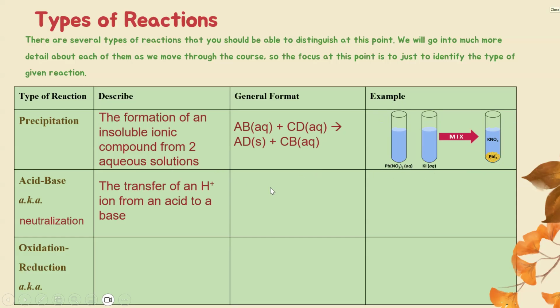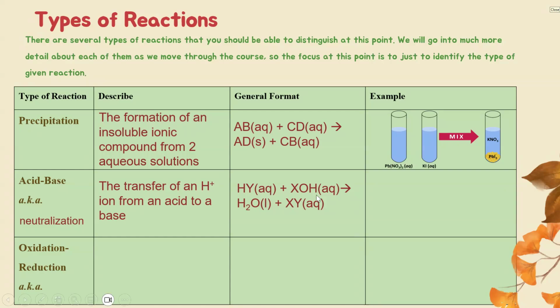Next, we have acid-base reactions. We already talked about that, which is also known as neutralization. In acid-base reactions, you have the transfer of an H plus ion from an acid to a base. So that would look like this. So you have an acid because at this point, we're going to assume that all acids start with the element H, hydrogen, which is actually going to be a good rule of thumb for acids moving throughout the course.